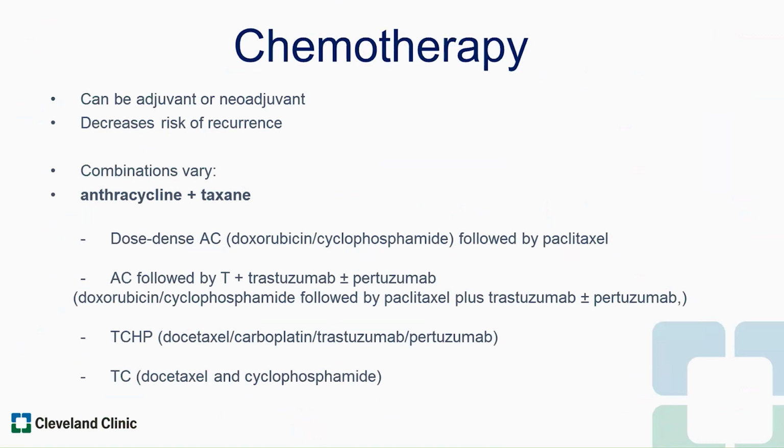The other combinations that I have listed here depend on whether or not somebody's HER2 positive. If somebody's HER2 positive, they're going to get Herceptin and most likely Perjeta. The good thing is that we have drugs that target the HER2 receptor, but they work most beneficially if they're given with the traditional AC chemotherapy, or TCHP is another combination. So these are some combinations that you may or may not see. But the important thing to know is that chemotherapy is indicated for ER negative or HER2 positive breast cancer.